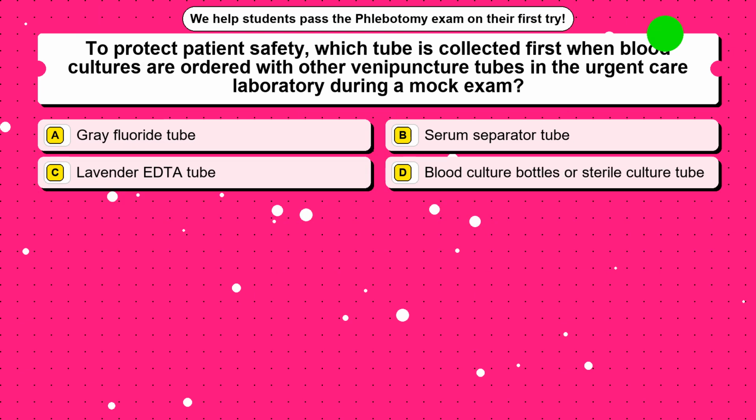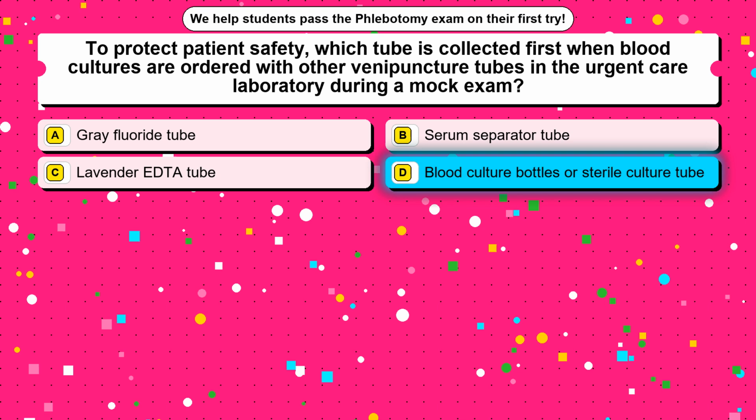Question 39. To protect patient safety, which tube is collected first when blood cultures are ordered with other venipuncture tubes in the urgent care laboratory during a mock exam? Option A. Gray fluoride tube. Option B. Serum separator tube. Option C. Lavender EDTA tube. Option D. Blood culture bottles or sterile culture tube.